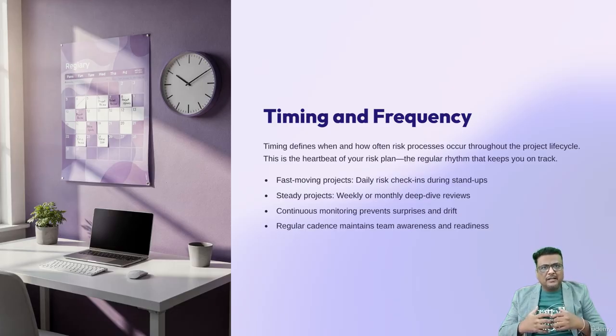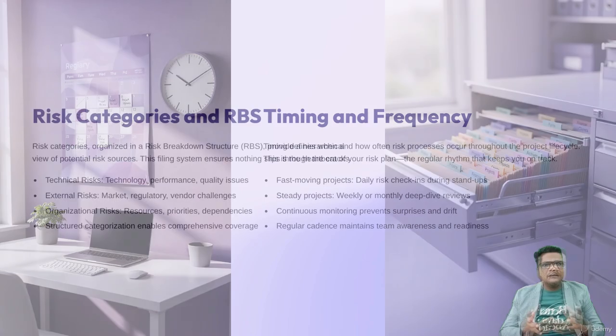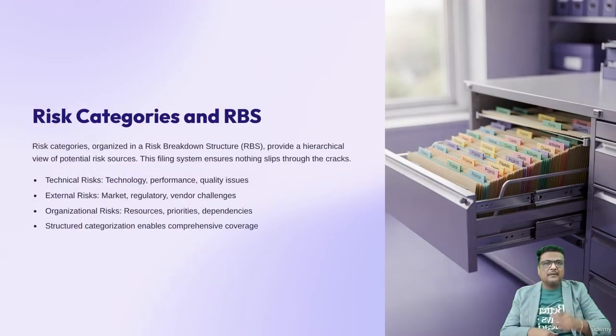So now that we've mastered the idea of setting a consistent heartbeat for our risk activities, you might be wondering how we keep the score during those meetings. Well, that brings us right into our final step, which is risk categories and the RBS. The final major piece of our RMP is defining risk categories, often organized into a risk breakdown structure or RBS, which provides a hierarchical representation of potential sources of risk. In very simple terms, this is our filing cabinet. It helps us group risks so we don't miss anything.